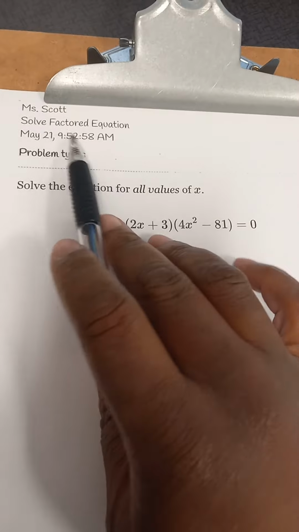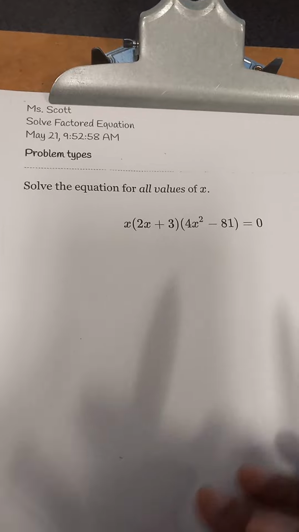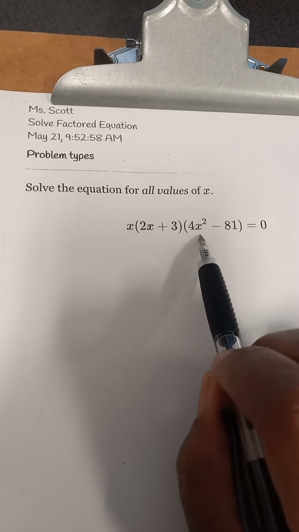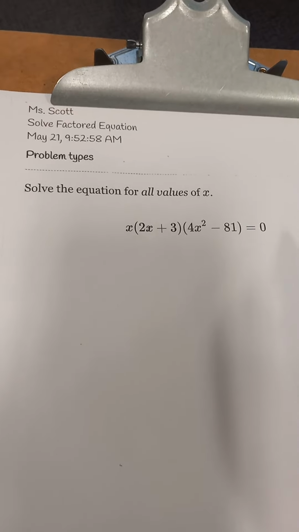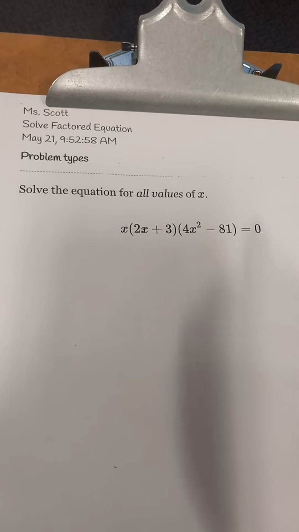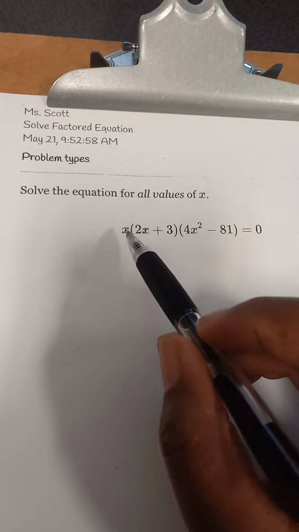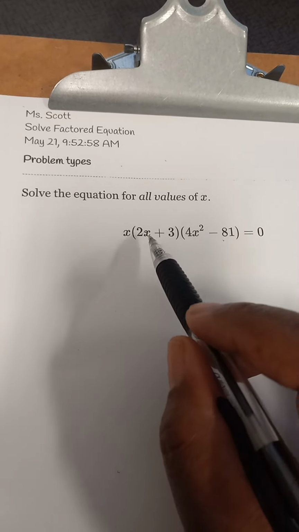Today we are going to solve a factored equation. We have an equation that is already factored, so we're going to solve for x. So how do we do that? We're going to set each factor equal to 0. Right? Each one of these factors we're going to set equal to 0.